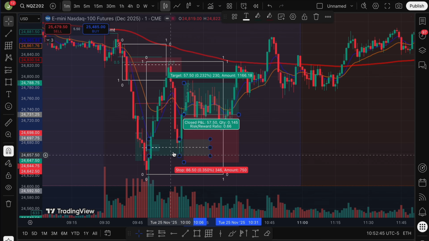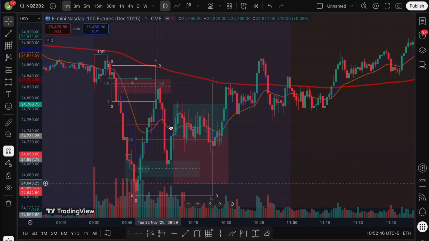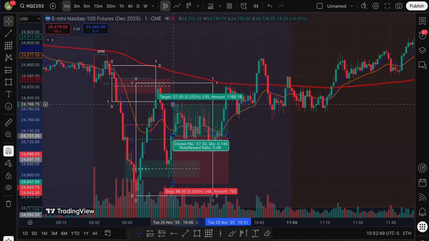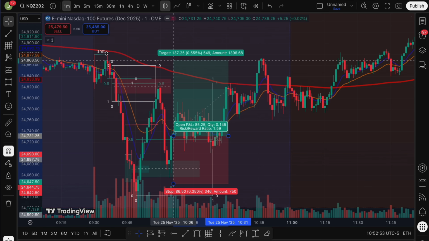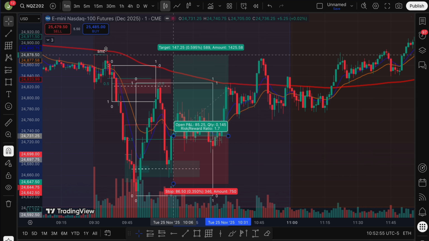Smartly, you're gonna place it right here below the fair value gap, but I'm gonna go into that more in another video. Now, where's take profit one? We can aim for this high right here, and you can see that it would have hit.